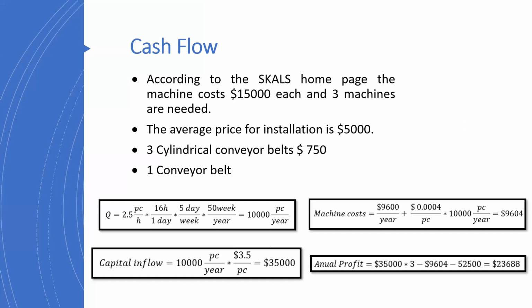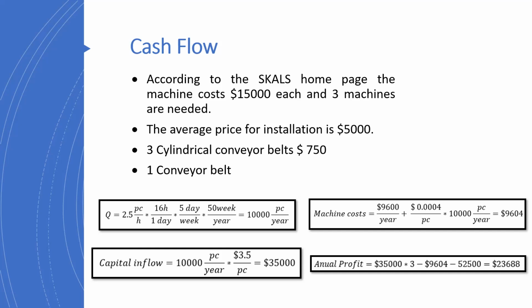Through our investigation, we found that the sewing machine that we're proposing costs around $50,000, and we need 3 of these machines. So we take into account that price, and the average price of installation is going to be $5,000. We're going to implement 3 cylindrical conveyors, so their costs are going to be $750, and 1 conveyor belt.